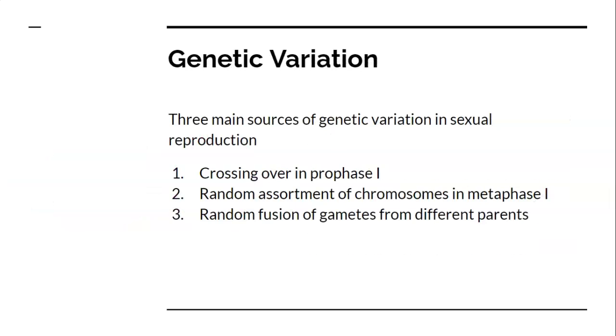Just to recap what we were talking about, there are 3 main sources of genetic variation when dealing with sexual reproduction. You have crossing over, random assortment, and then random fusion of gametes from different parents. So that is literally the definition of reproducing with someone that you are not related to. So different parents means that you get gametes from different people.